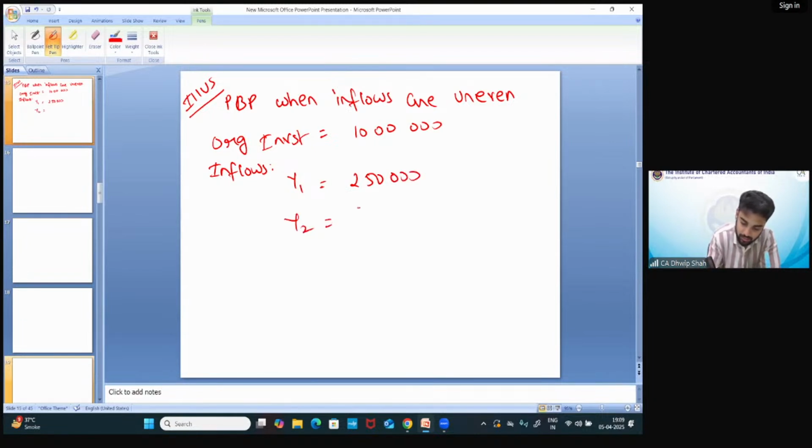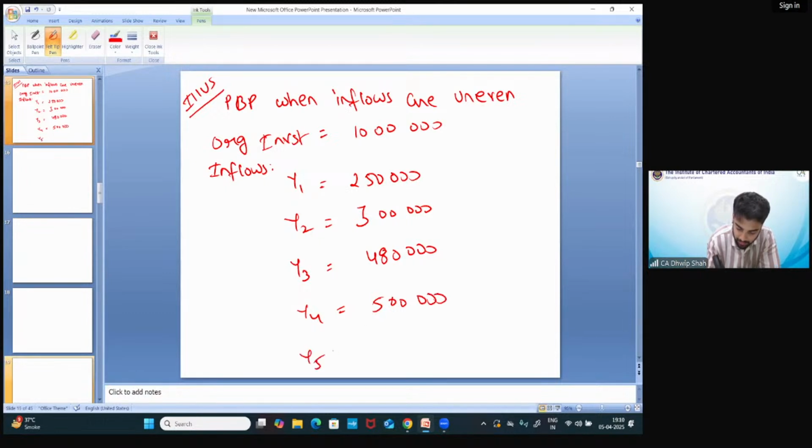Year 2, 3 lakh. Year 3, 480. Year 4, I'm taking random numbers, 5 lakh. Year 5, 20 lakhs, and year 6, 25 lakhs. So these are my stream of cash inflows, or my pattern of cash inflows.